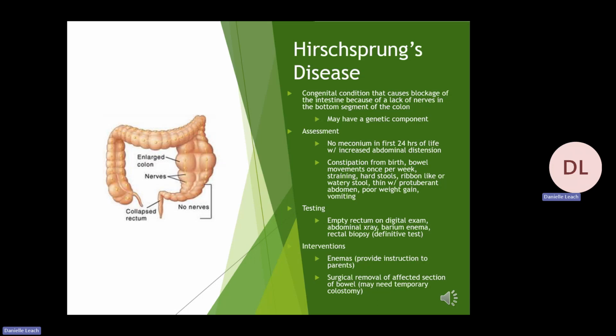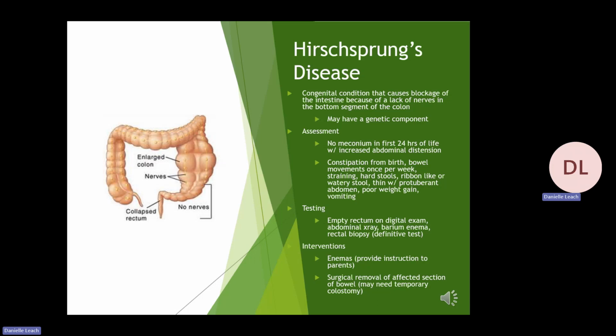So the patient has some of these symptoms, like failure to pass meconium in the first 24 hours of life with increased abdominal distension. Most babies will pass meconium within the first 24 hours of life. Not all, so this isn't a definitive measure for it, but also with the increased abdominal distension could be a sign of it. The baby could be constipated from birth. So basically, they could be having no bowel movements more than once a week. So it could be days in between bowel movements, which is something we wouldn't necessarily expect for a newborn.